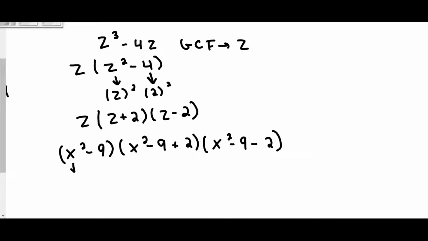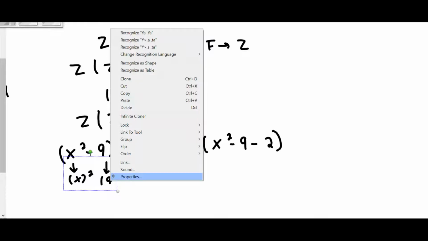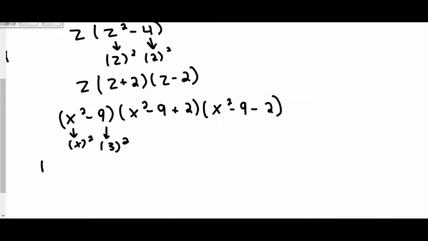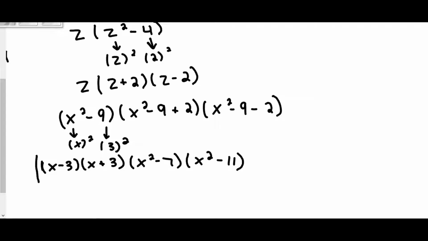So here I see that I have x squared, which is a perfect square. I have 9, which is a perfect square. And I have a difference, so that means I can use DOTS again. So x squared minus 9 factored using DOTS is x minus 3, x plus 3. X squared minus 9 plus 2 just simplifies to x squared minus 7. X squared minus 9 minus 2 simplifies to x squared minus 11. That is fully factored, and we are done.